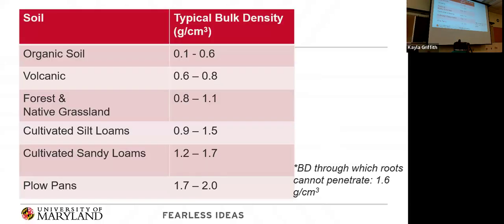This just shows you that the more organic matter that you have, like native grassland, something that hasn't been run over and tilled a ton, you're going to have a lower bulk density than a field that has been tilled pretty heavily for a long time.